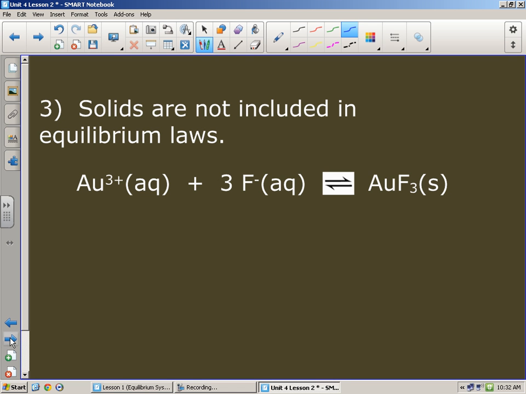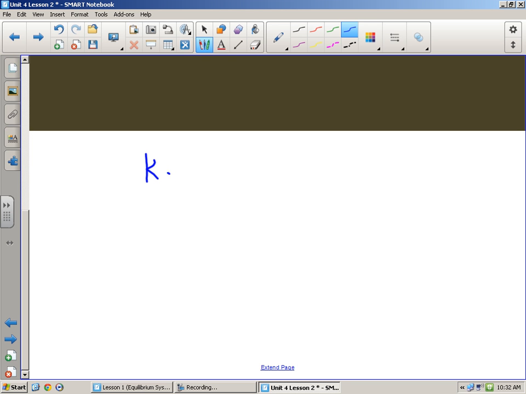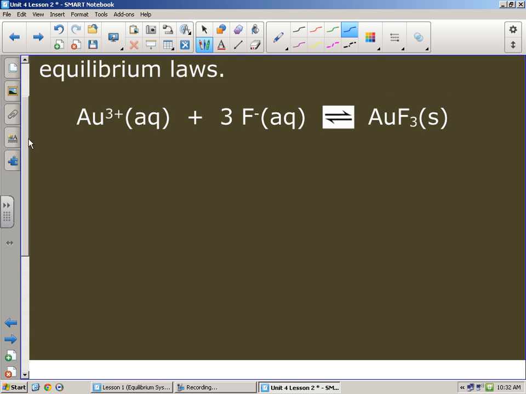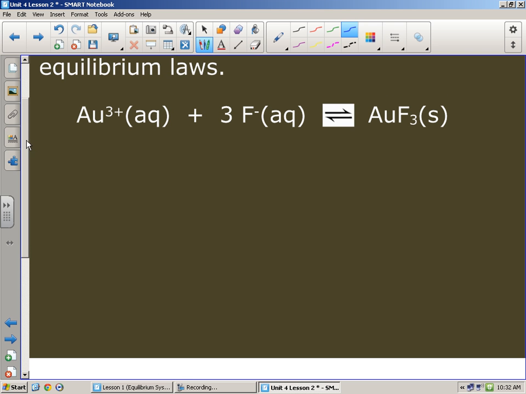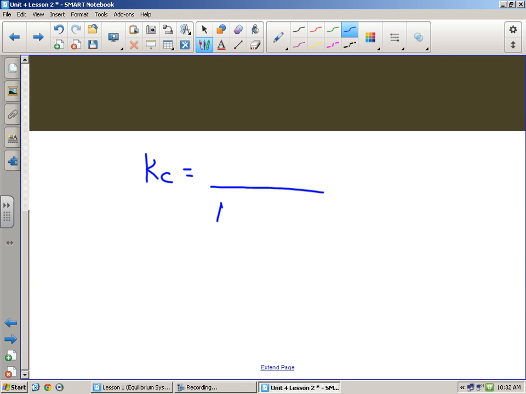Straightforward. Now, solids are not included in equilibrium laws. So we don't ever include solids in an equilibrium law. And this is something, obviously, that you're going to have to remember here. So Kc is equal to, okay? Well, the product in this case here is a solid. We're not going to include that. So we're going to leave that blank for right now. And we're going to go to Au3 plus, aqueous. And I got F minus here, aqueous. Don't forget there's a coefficient out front of 3.